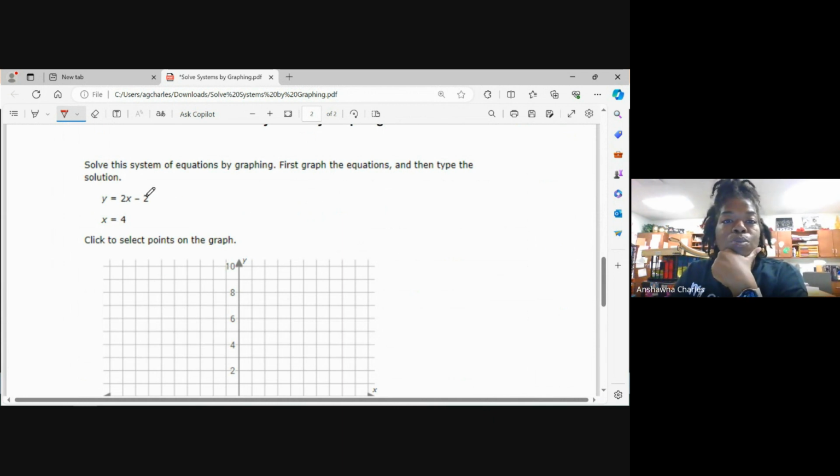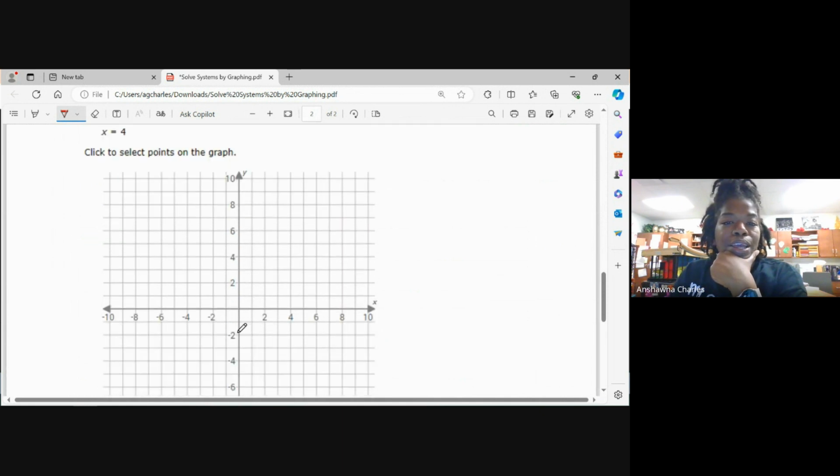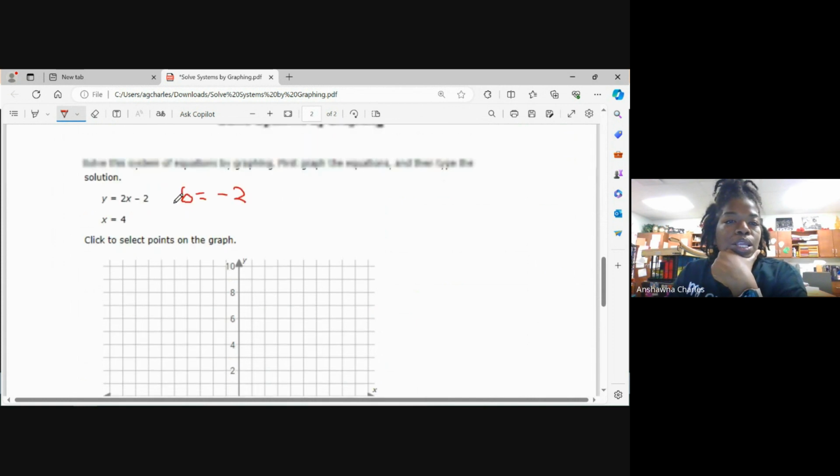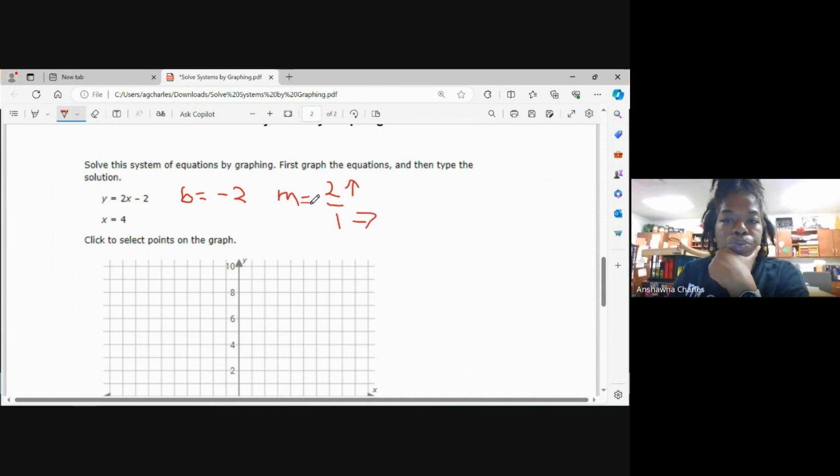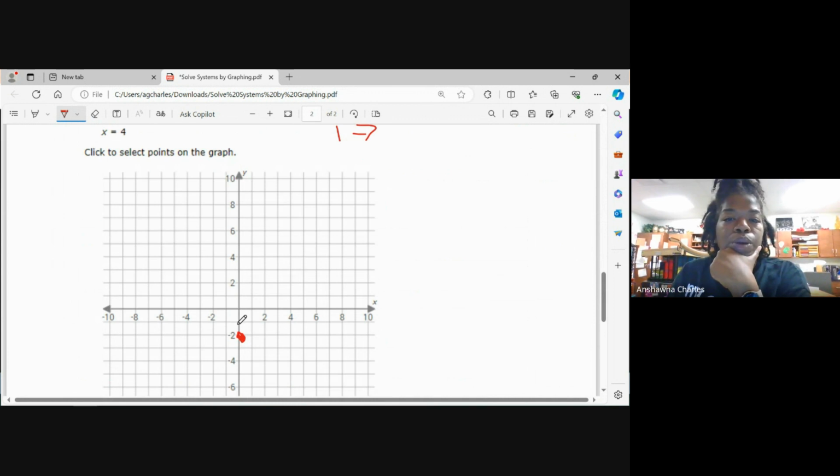We have y equals 2x minus 2. So our b is the number by itself. So it is -2. So that means we're going to start at -2. Then my m is the number in front of the x. So my m equals 2/1. So that's telling me to go up 2 and to the right 1. So right here, I will go up 2 and to the right 1.